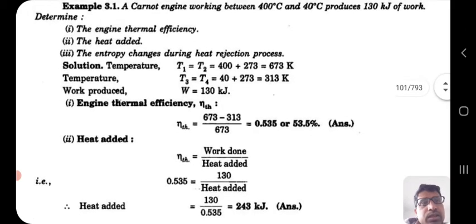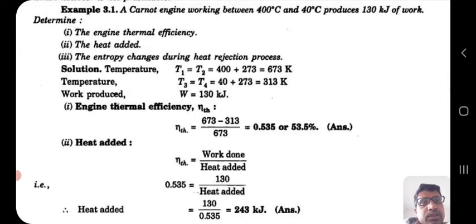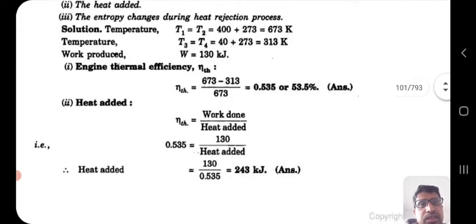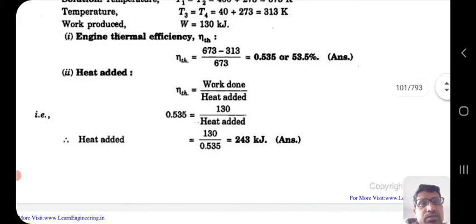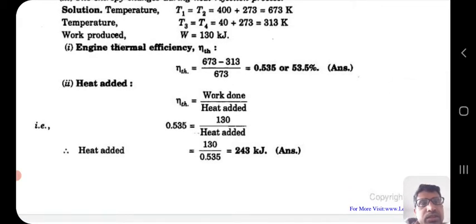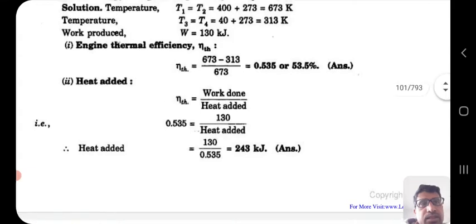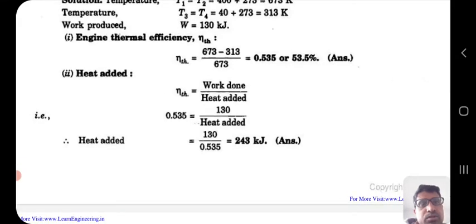A Carnot engine working between 400 degrees centigrade and 40 degrees centigrade produces 130 kilojoule work. Determine the engine thermal efficiency, the heat addition, and the entropy change during heat rejection process. Temperature T1 is equal to T2, that is equal to 400 plus 273, so 673 Kelvin. Temperature T3 is equal to T4, that is equal to 40 plus 273, 313 Kelvin. Work produced W is equal to 130 kilojoule.